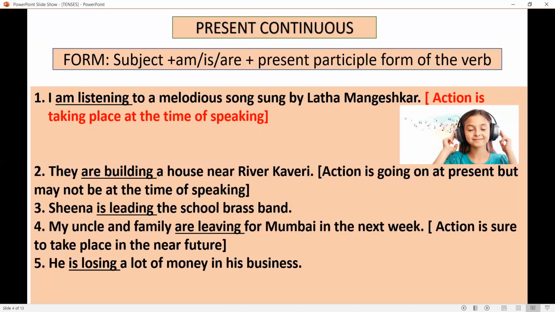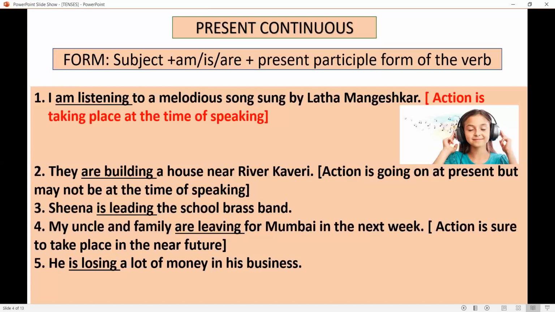Another example is Sheena's parents, they go for Sheena's sports day in the school and someone asks them, where is Sheena? See, look at Sheena. Sheena is leading the school brass band. Your parents answer, right? So in that case also we use present continuous tense. There also the action is taking place at the time of speaking.